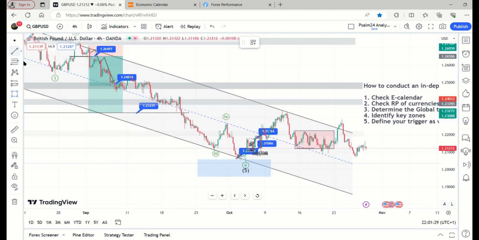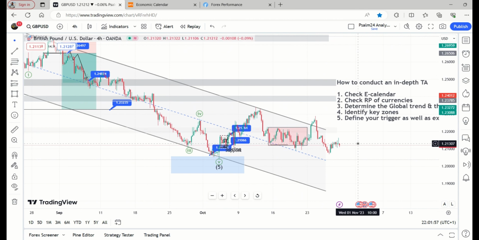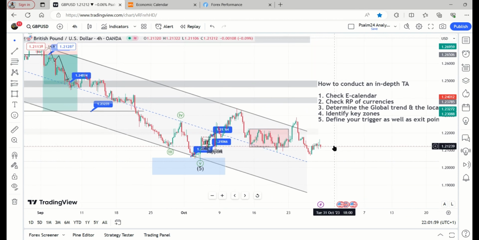Sometimes they are not in harmony. Take for instance, the global trend here is bearish while the local trend here is bullish. This type of trade, of course, for intraday traders, they will make money, while anyone who is a swing or position trader may actually lose money because this trend did not last. So you need to identify the global trend. What is the global trend, and then what is the local trend?